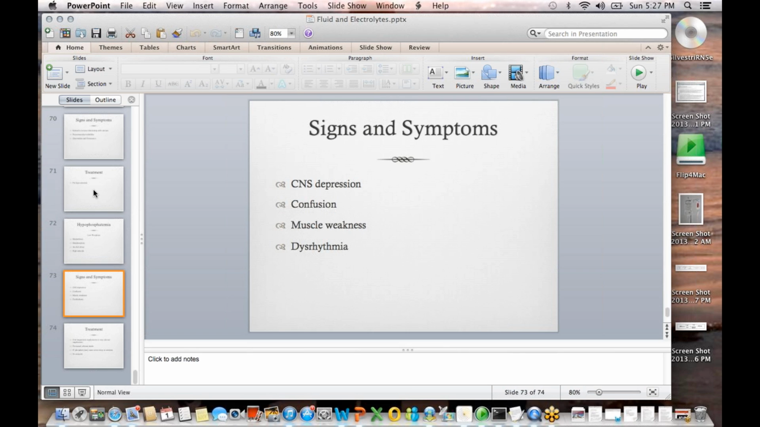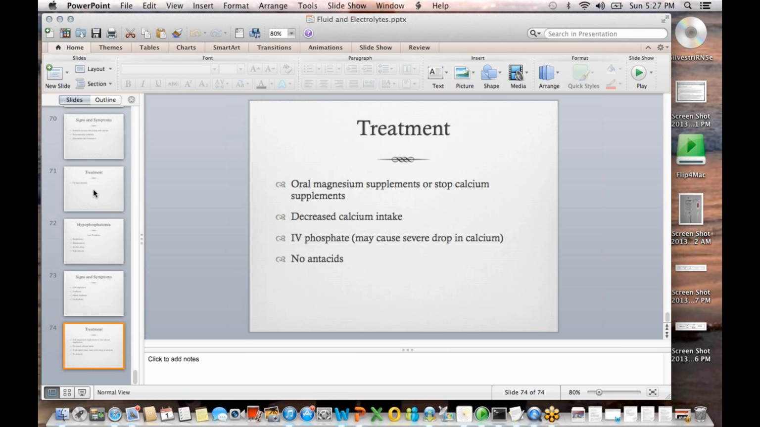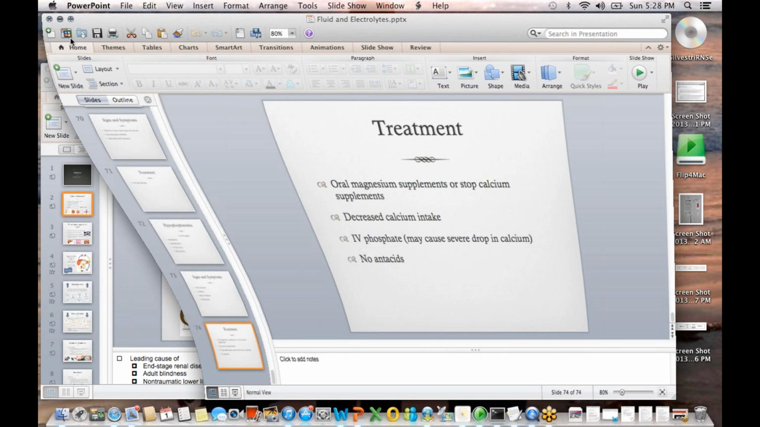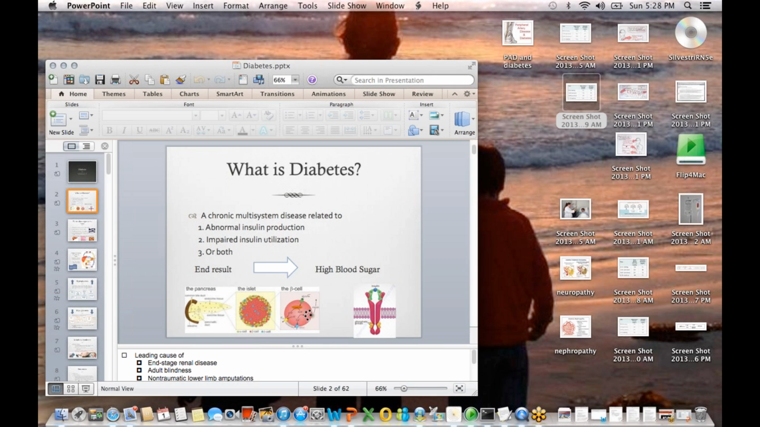Hypophosphatemia is low phosphate, can be from malnutrition, alcohol abuse, high levels of antacids. Again, that's because of the high calcium. And then the signs and symptoms: CNS depression, confusion, muscle weakness, dysrhythmias. Mostly, I would correlate it with the high calcium. And then give magnesium supplements. Decreased calcium is a treatment. And then IV phosphate. But again, watch your calcium levels.